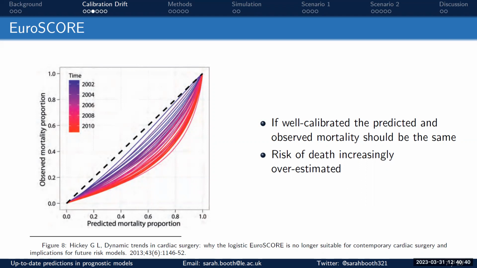This could actually have a really large impact on clinical decisions. If, for example, you have a threshold that you're using to perform surgery, you might not want to perform surgery if the predicted mortality is greater than, say, 50%. And here, because the model is so inaccurate, it's not really supporting these treatment decisions.